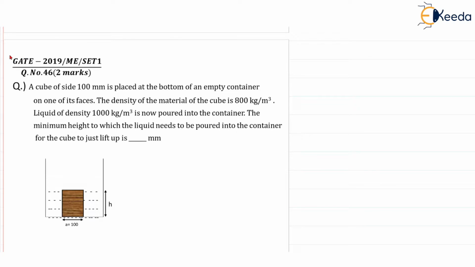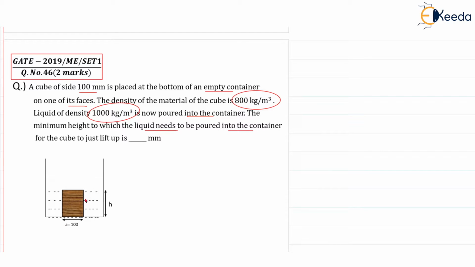As per the given question in GATE 2019 Mechanical Set 1, question number 46 for 2 marks: A cube of side 100 mm is placed at the bottom of an empty container on one of its faces. The density of the material of the cube is 800 kg per meter cube. Liquid of density 1000 kg per meter cube, which seems to be water, is now poured into the container. The minimum height to which the liquid needs to be poured into the container for the cube to just lift up is dash millimeter. So you can see the diagram here.